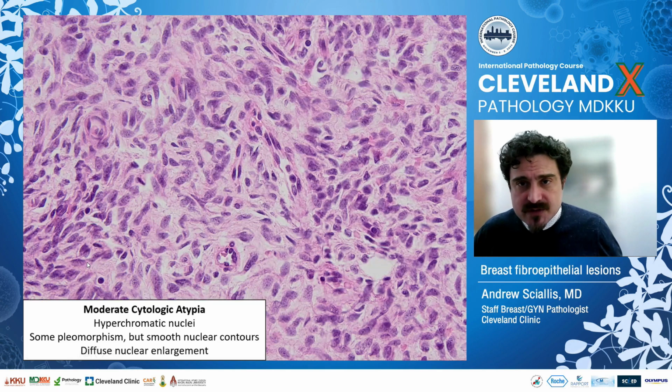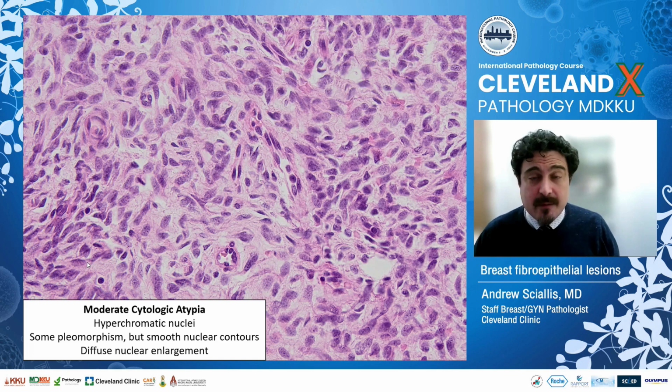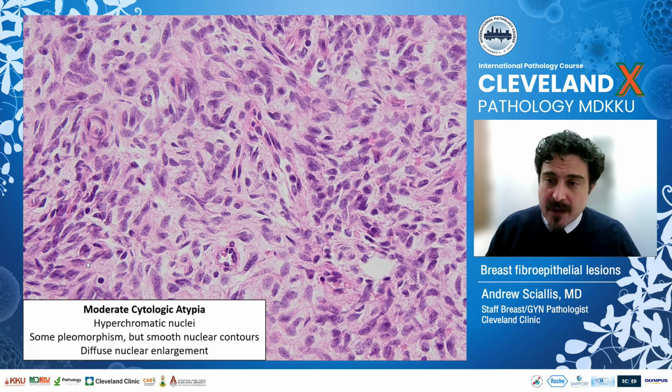Again, along with this increase in cytologic atypia, there tends to be an increase in cellularity. And with an increase in cellularity, there usually is an increase in mitotic figures. I mean, it had to get hypercellular somehow. Mitoses would be the easiest way to go about doing that.